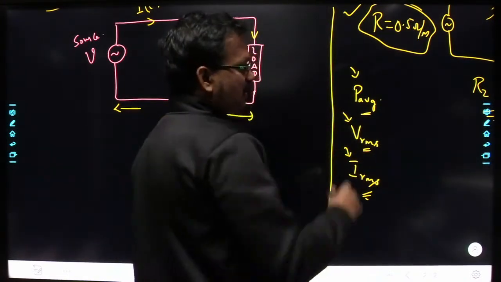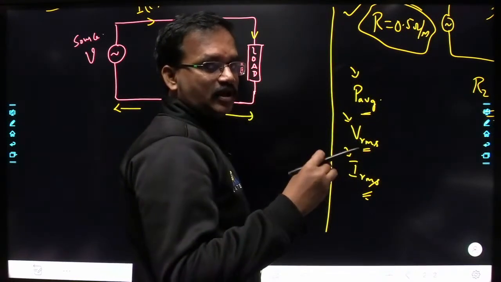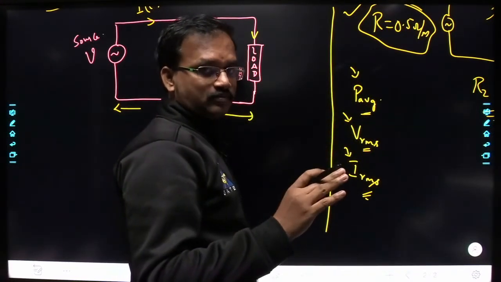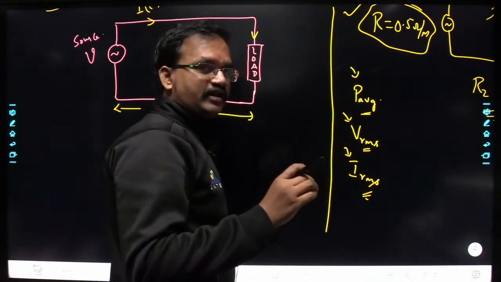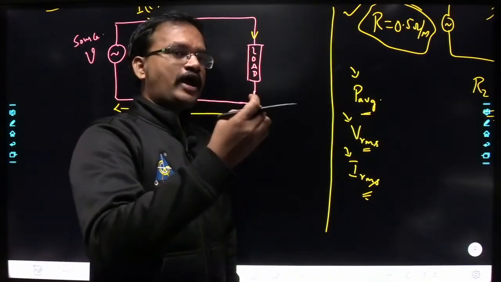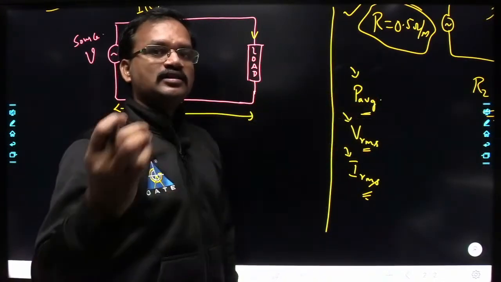So what happens here, if you want to calculate instantaneous power, instantaneous power means at each and every instant that power is going to change with respect to time. Understood? So if you want to define instantaneous power, you have to define the time also. So at this instant, what is the power? At another instant, what is the power?